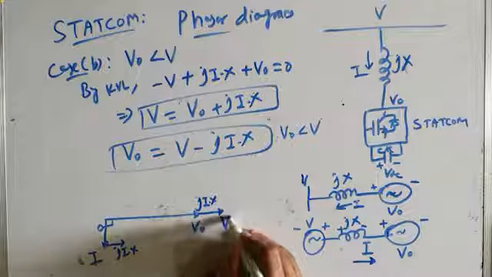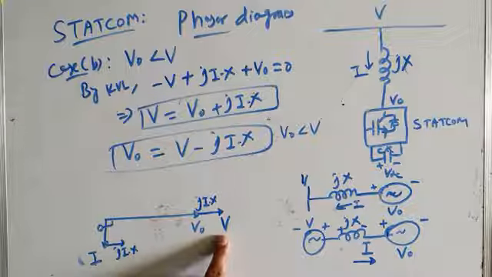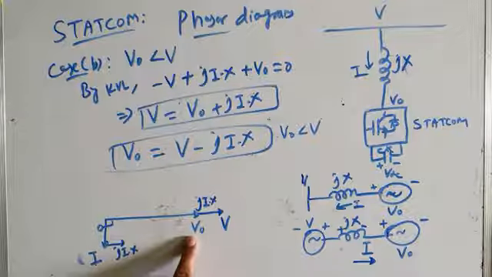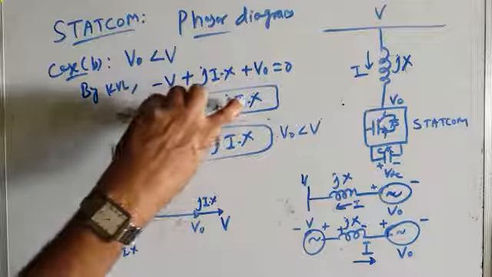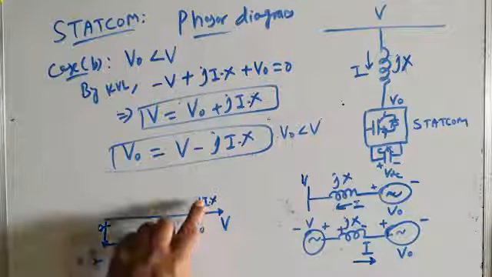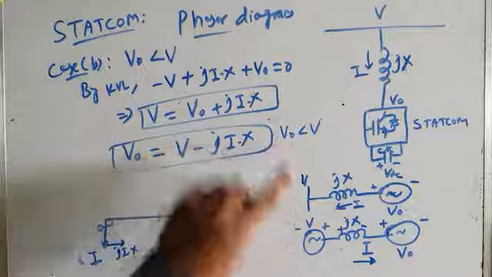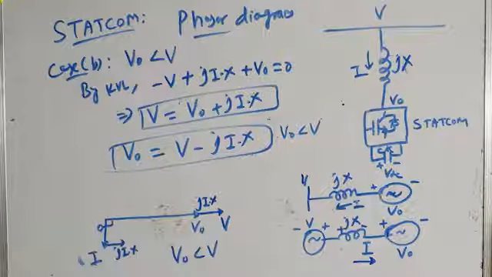So what is this? This is V, the AC bus voltage. You can very clearly see that the AC bus voltage is the inverter Statcom output voltage plus the drop. So V is equal to V0 plus JIX, which satisfies this equation. Or V0 is equal to V minus JIX. So this makes V0 less than V.